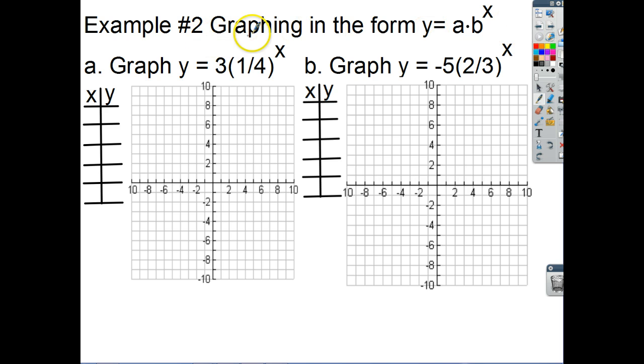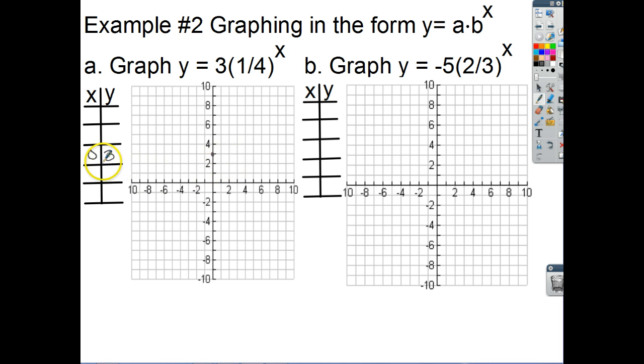Okay. Example 2, graphing in the form y equals a times b to the x. Okay, so we'll take a couple examples here. Let's take a look at this first one. To graph it, we're going to take this and set it equal to 0, and I'm going to always place that in the middle of my chart here. And anything to the 0 power is 1, so we get the point 0, 3. Okay, go ahead and put that on our graph here, and so we can decide if we've got enough points or not. We just want to be able to sketch the curve out.